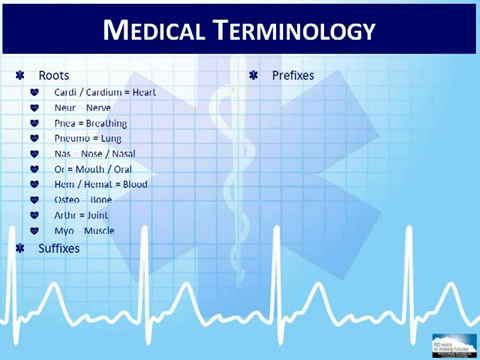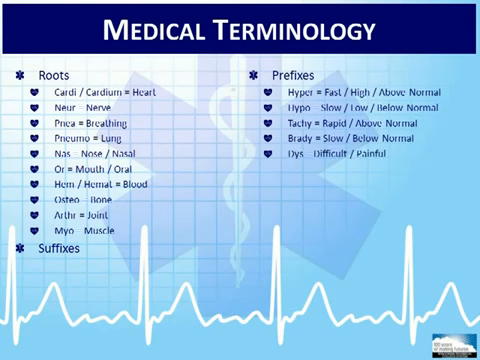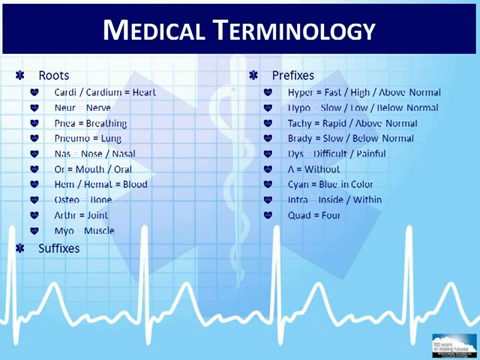Prefixes are added to the beginning of roots to modify or qualify their meaning. Some common prefixes include hyper for fast, high, or above normal, hypo for slow, low, or below normal, tachy for rapid or above normal rate, brady for slow or below normal rate, dys is difficult or painful, a is without, cyan is blue, intra means inside or within, quad refers to four, bi refers to two.